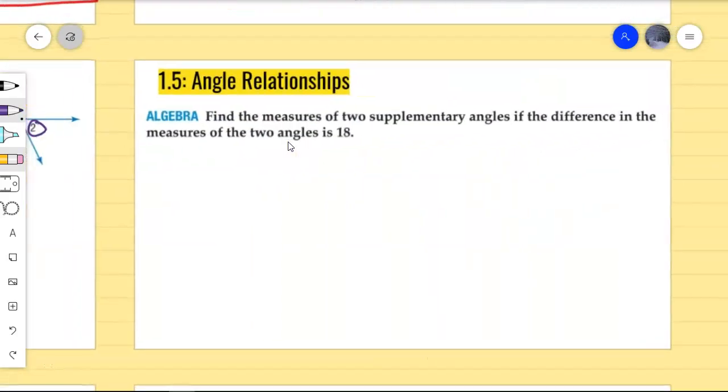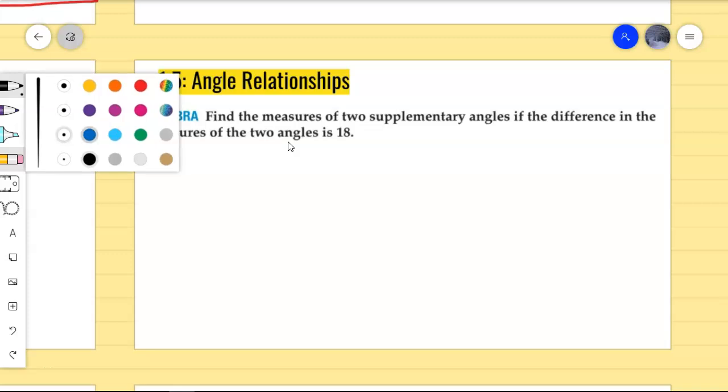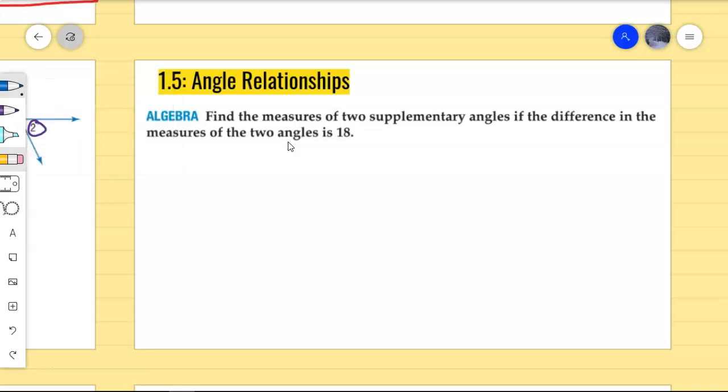Okay, now let's take a look at the following. It says find the measures of two supplementary angles if the difference in the measures of the two angles is 18 degrees. What we understand from this is we're going to have two angles. Let's call it angle A and let's call it angle B. That's one thing you should understand.